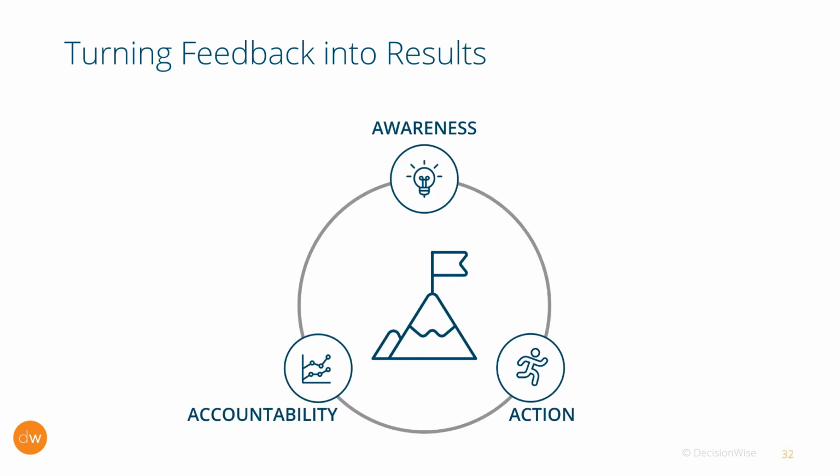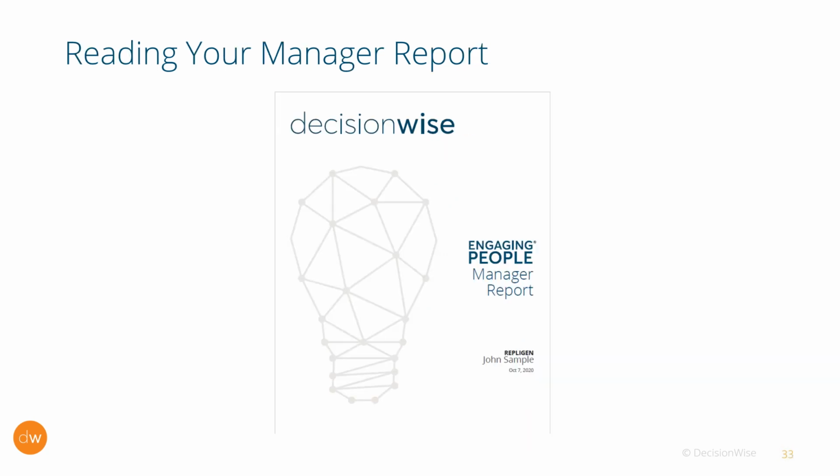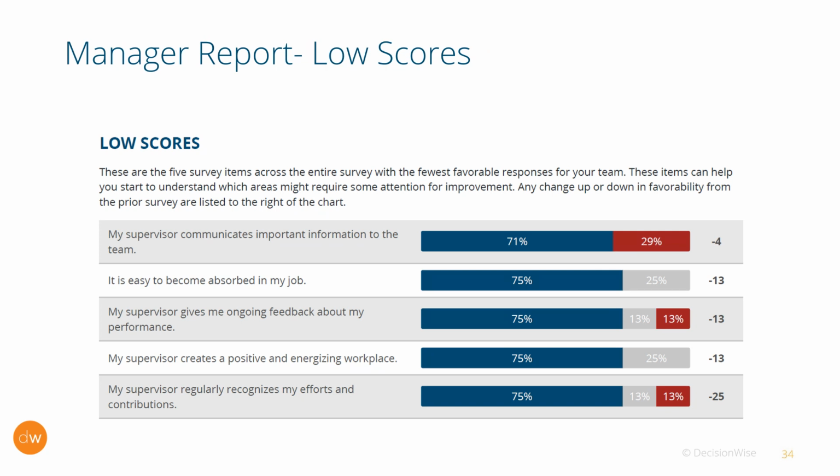The next piece is a quick, brief model. We're trying to create awareness, create some action, and then hold people accountable. So just remember the AAA model here around awareness, action, and accountability. And then as you're providing the report, so here's kind of a sample manager report, has a lot of detail and instruction. Typically, there's a section of low scores. Everyone zeroes in on their low scores on their manager report. Here we can see there's some questions about the manager communication and feedback, creating an energizing workplace. That scored somewhat lower and dipped a bit from the year before for this particular manager.